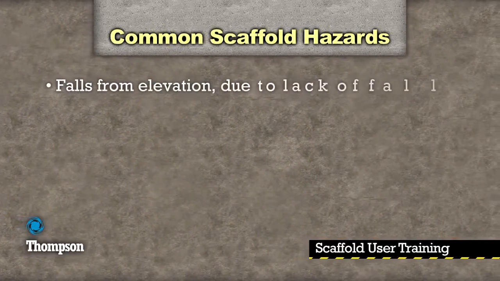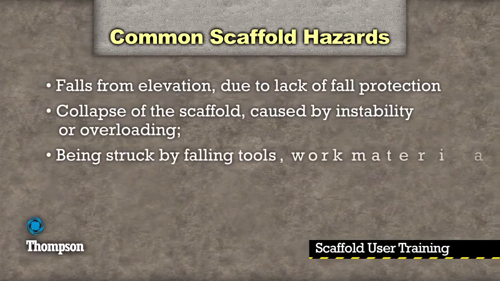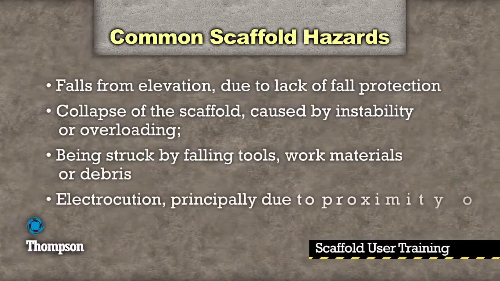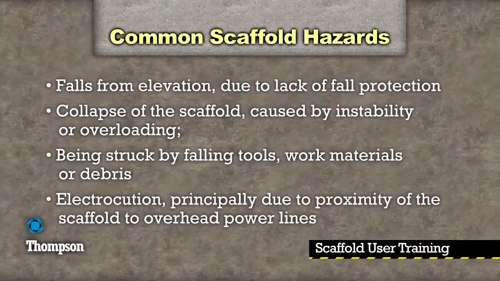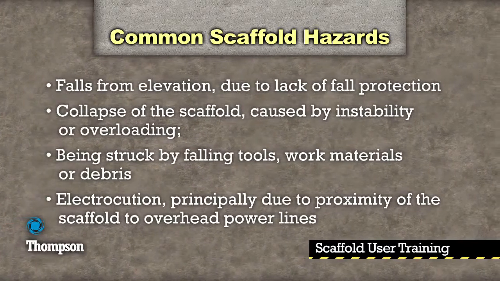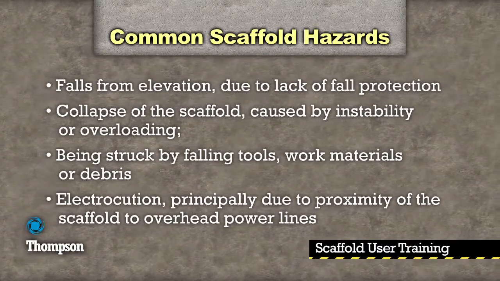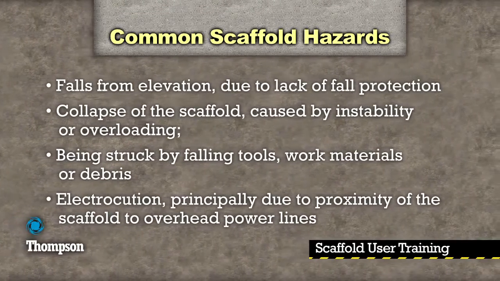Common hazards associated with all scaffolds are falls from elevation due to lack of fall protection, collapse of the scaffold caused by instability or overloading, being struck by falling tools, work materials, or debris, and electrocution, principally due to proximity of the scaffold to overhead power lines.